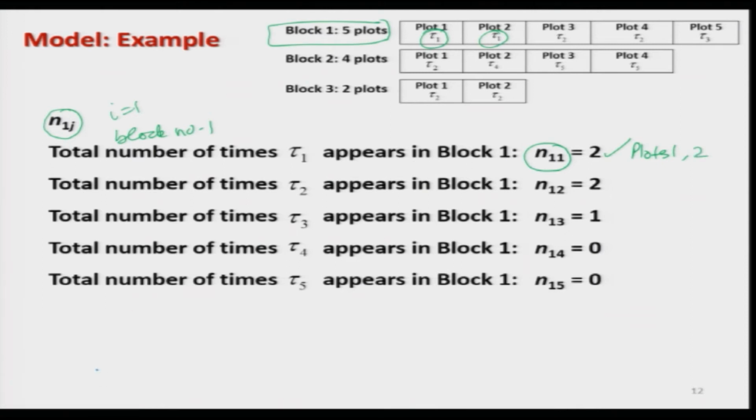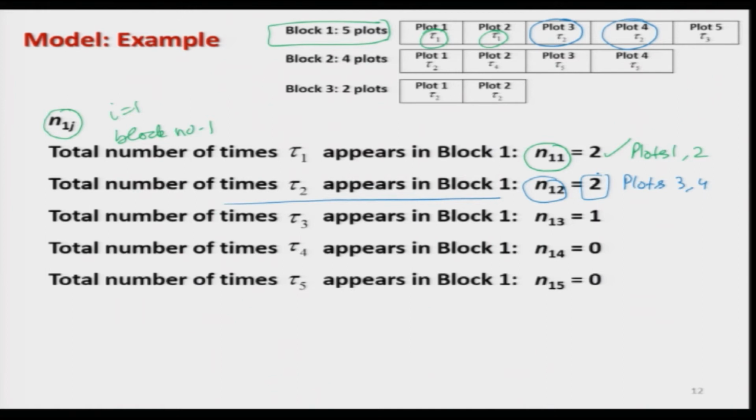If you try to see, treatment number 2 is appearing in plot number 3 and plot number 4. So, this number is 2. I can say that the total number of times that tau 2 appears in block number 1 is indicated by N12, and this is appearing in plots 3 and 4. So, this number is 2.